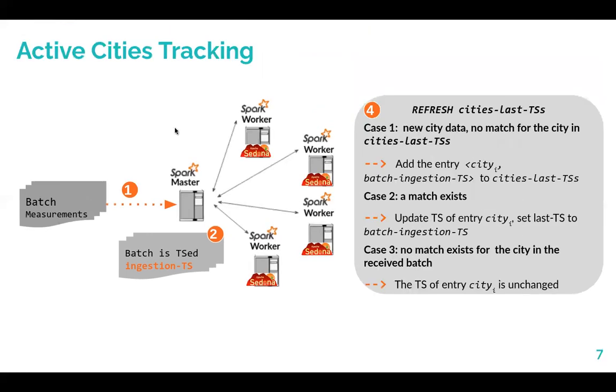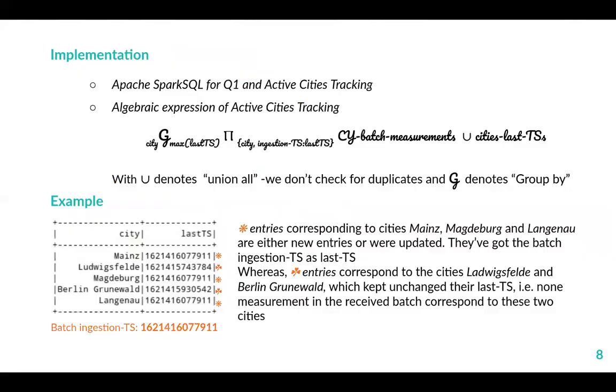For active cities tracking, we have 3 cases. In the first case, we have new city data, so no match for the city in the city's last timestamp. For that, we need to add an entry for that city with the batch ingestion TS. For the second case, a match exists, so we need to update the timestamp of the city's entry and set the last TS to the batch ingestion TS. And finally, for the third case, no match exists for the city in the received batch, so the TS of the entry of the city remains unchanged.